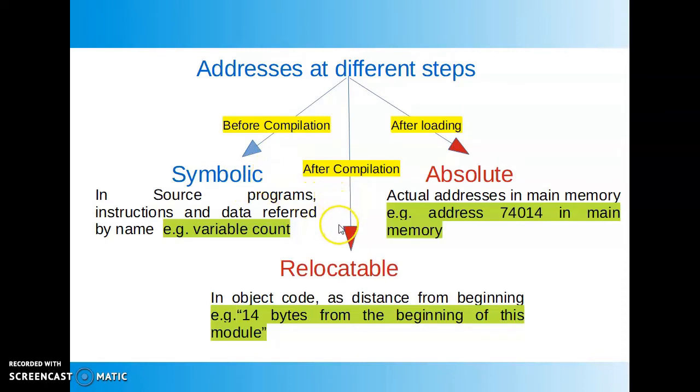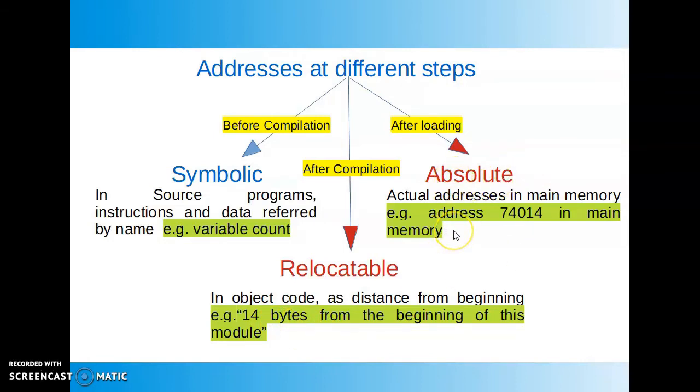After compilation, the addresses which are used to represent the instructions and data are known as relocatable addresses. These addresses are used in object code and they are represented as the distance of the particular instruction or data item from the beginning of the module. For example, suppose there is an instruction in our program which is at a distance of 14 bytes from the beginning. The address of the beginning of the module may be considered as 0, then it is at a distance of 14 bytes from this. So its relocatable address will be 14.